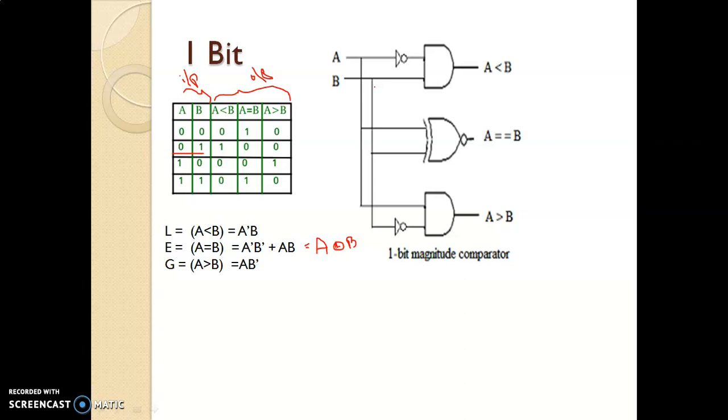Okay, so the fact that you have to understand here is that so far we have been designing circuits for the minimum bit possible, and we were cascading those circuits for multi-bit operations. But in this case, it is not possible. When we design a 1-bit magnitude comparator, we cannot cascade this for finding out 2-bit or multi-bit comparators. The logic is different, isn't it?